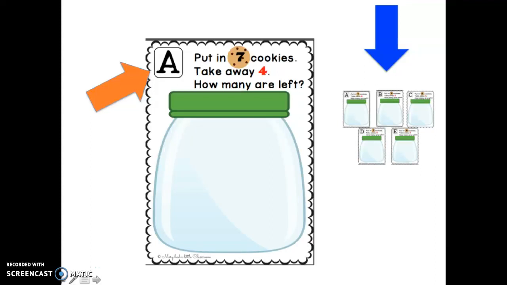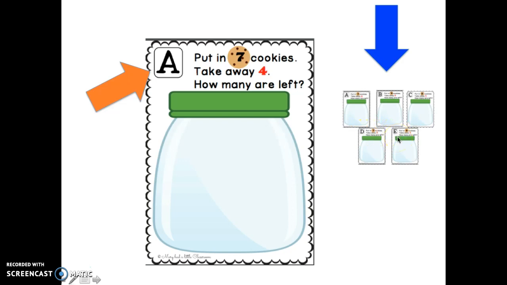Hi boys and girls, today you're going to be practicing subtraction with objects. First thing that you're going to need are these cards with an A, B, C, D, and E on them. You're going to put them in order of alphabet. So the first card you're going to work with is A, then the next card will be B, and then C, and then D, and then E.